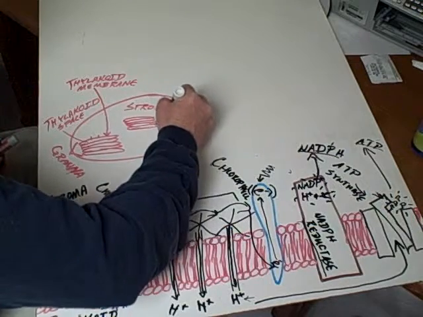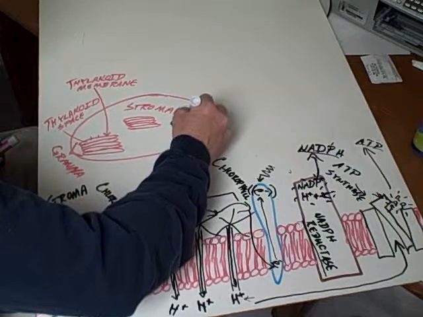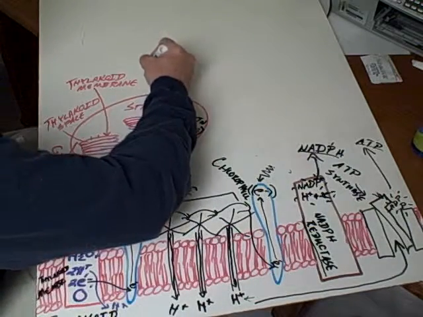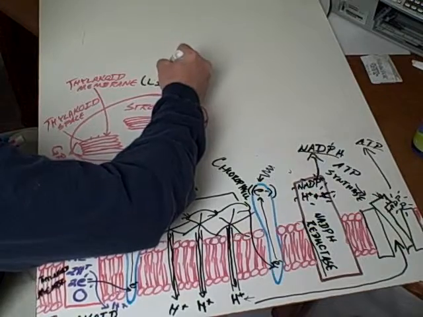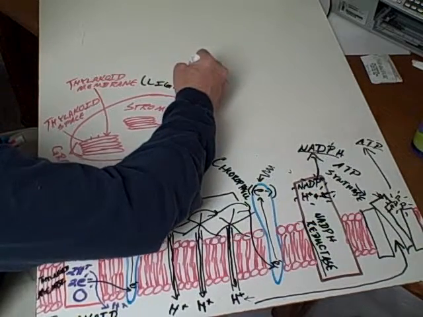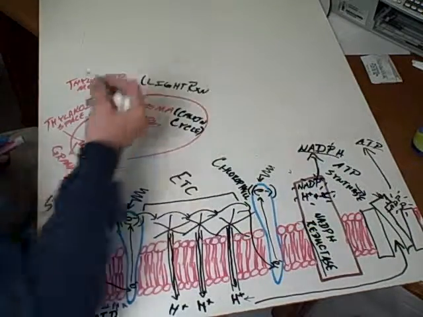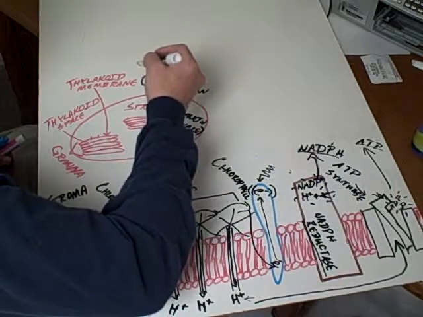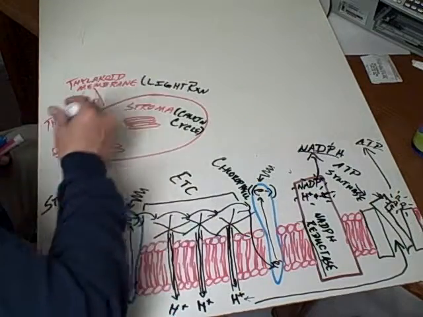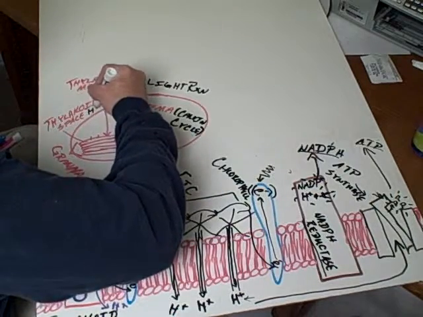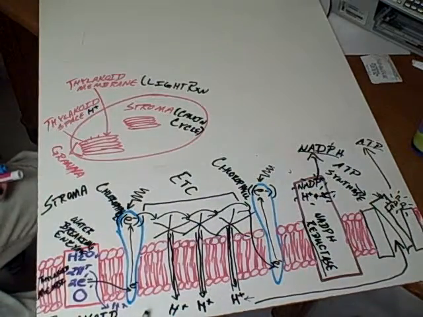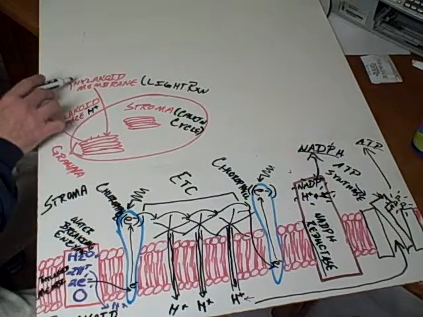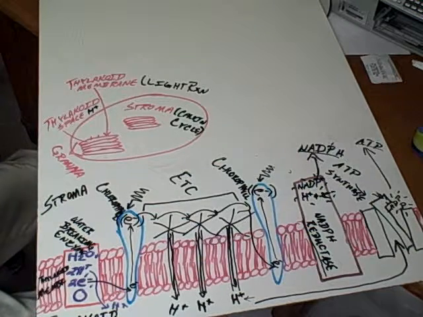And remember there'd be a lot more of these, but that'd mess up how much space I've got to write. Thylakoid membrane is the light reaction. And then the thylakoid space is where we have our H plus buildup. This is where the H plus gradient will build. So the thylakoid space has an H plus gradient, the thylakoid membrane is where we have the light reaction, and the stroma is where we have the Calvin cycle.